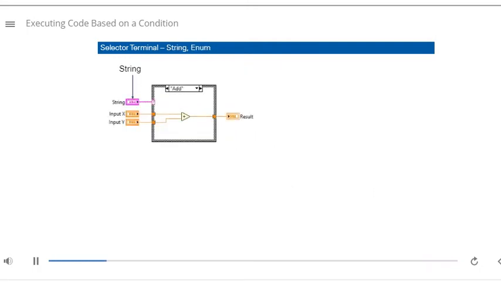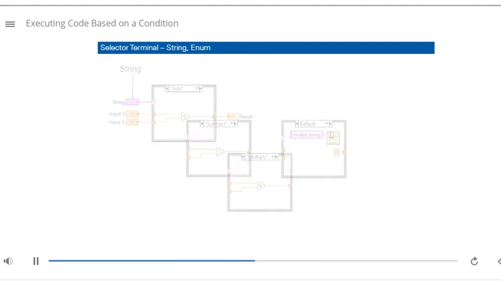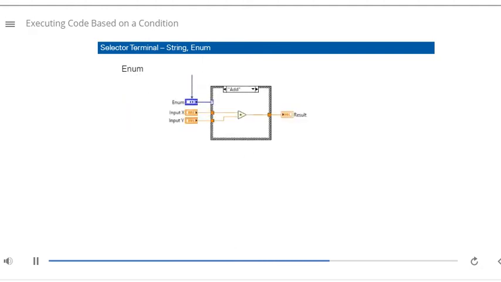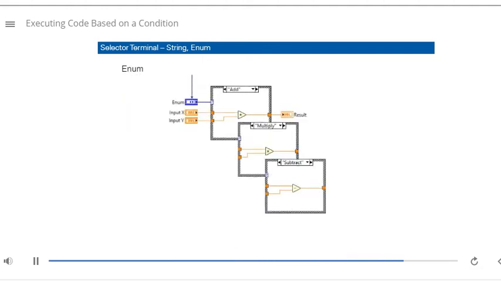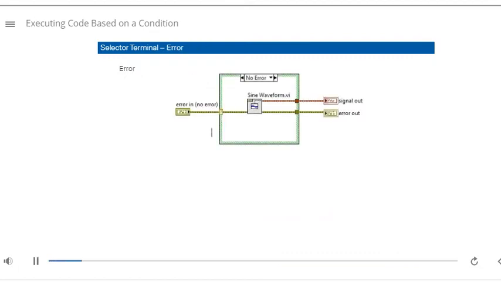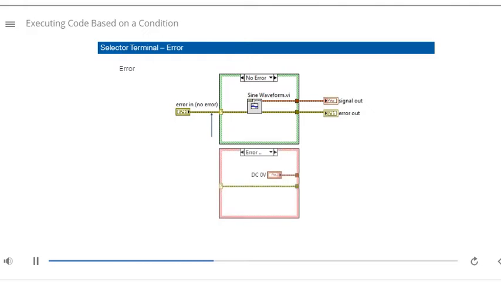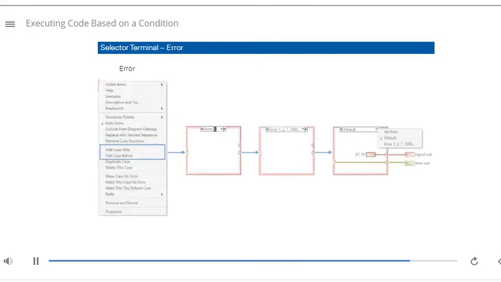If you wire a string to the selector input, the cases will be strings. If you wire an enum to the selector input, the cases will consist of the enum values. If you wire an error wire to the selector input, by default, you get a no error case and an error case. You can have multiple error frames to handle ranges of error code values.